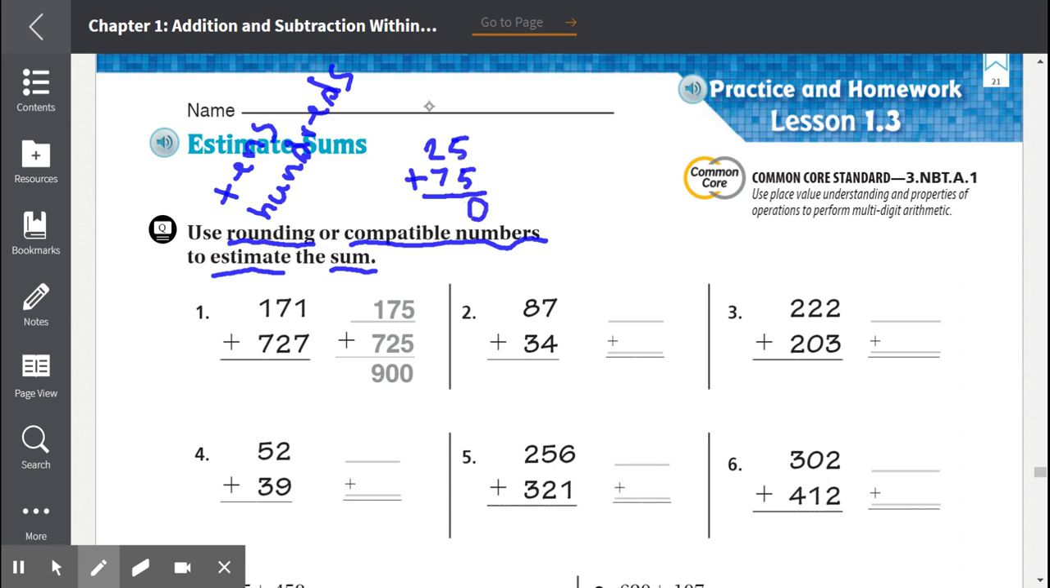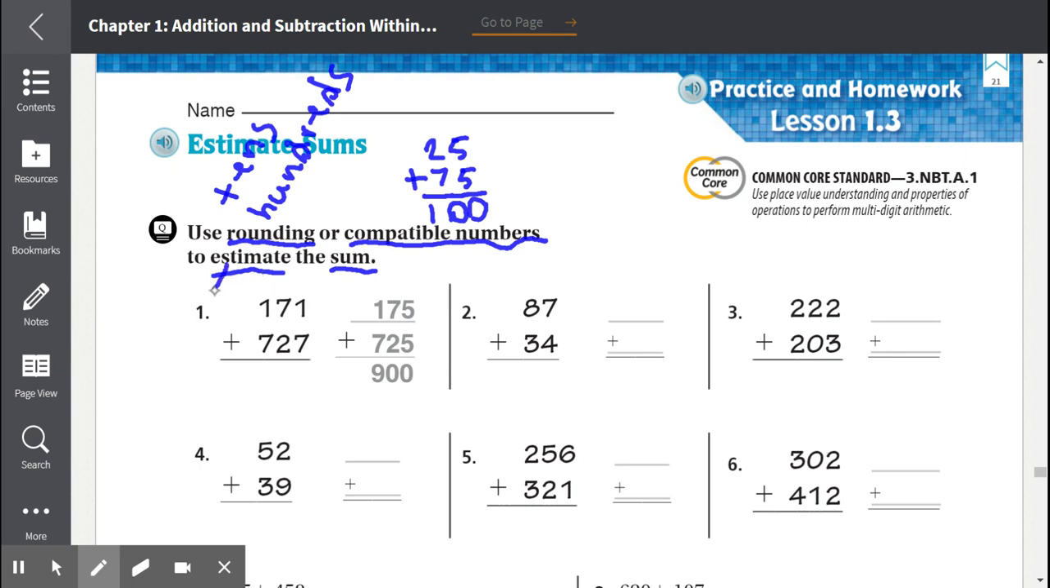5 plus 5 is 10. Carry the 1. 1 plus 2 is 3. 3 plus 7 is 10. They equal 100 and are easy to compute. That's why they're called compatible numbers. They're the easy numbers. Now, estimate.